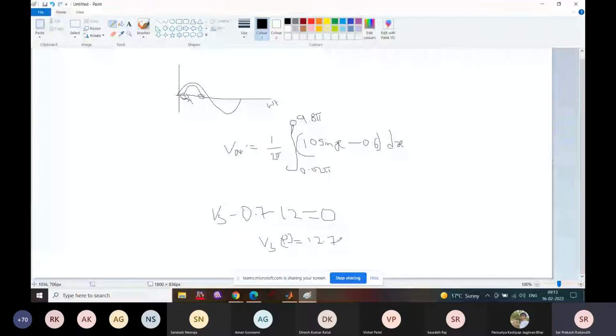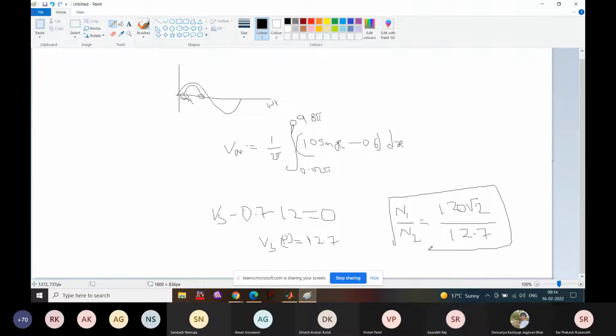So before that, you were getting input voltage as 16.9, 120 root 2. So the N1 by N2 ratio is input peak by output peak, right? 120 root 2 by 12.7, right? Understood? This is the ratio.